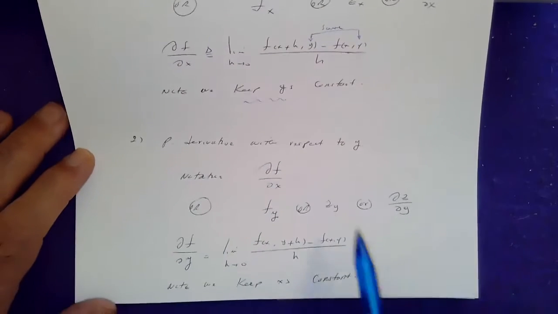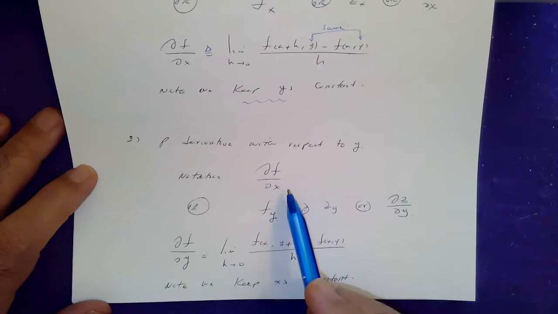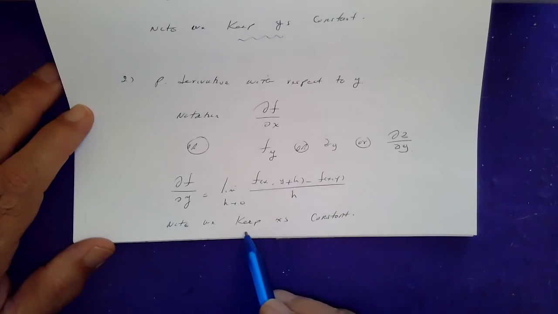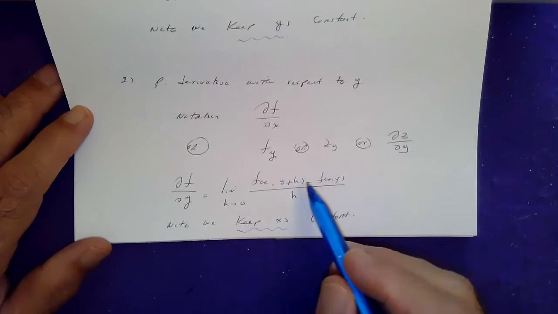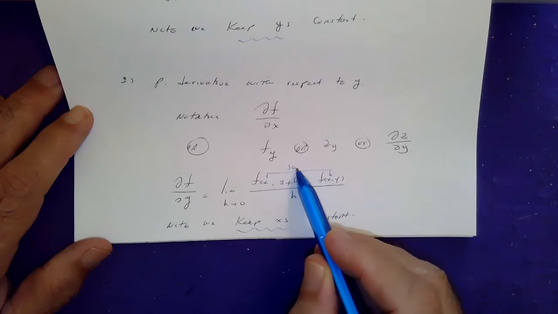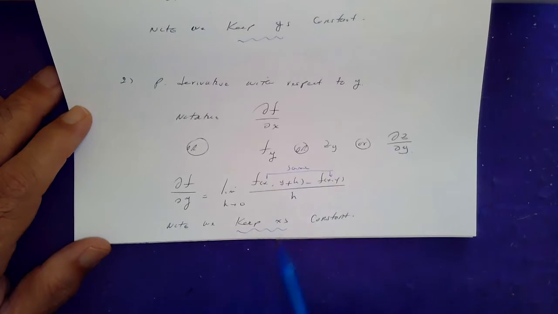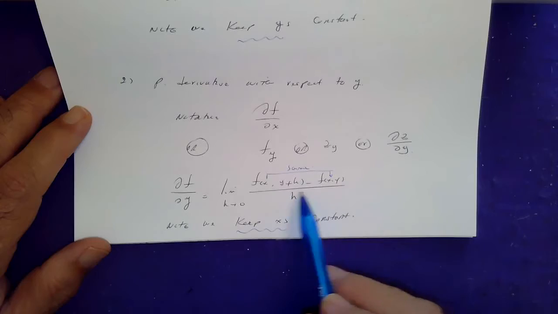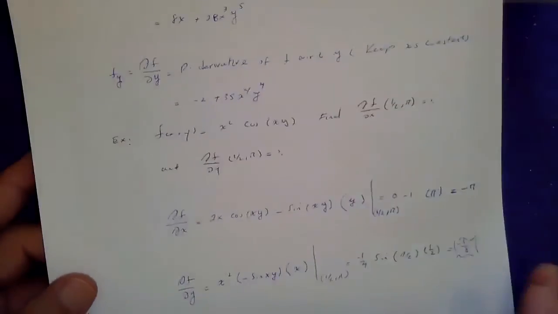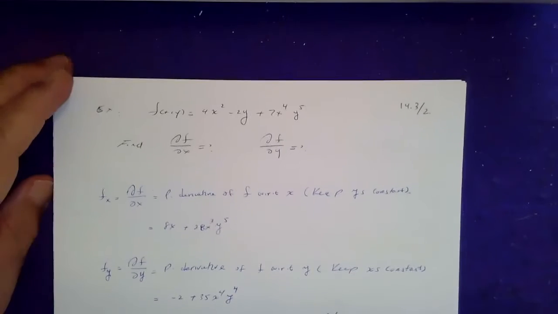Similarly, when you take the partial derivative of the same function with respect to y, you keep what? x constant. Notice x does not change. Do you see it? Still the same x. The only thing we do is increment y, not x. So with that in mind, let's take a look at this example.